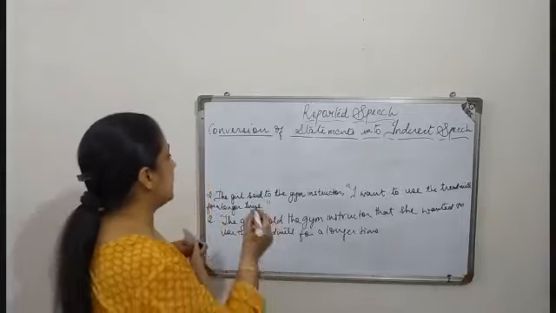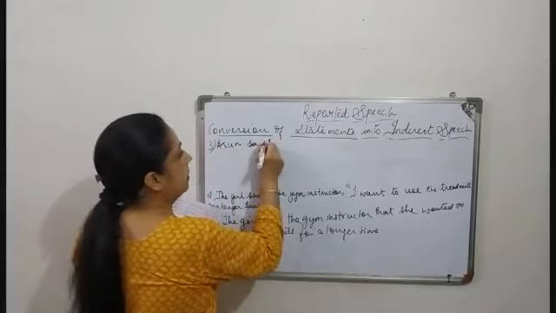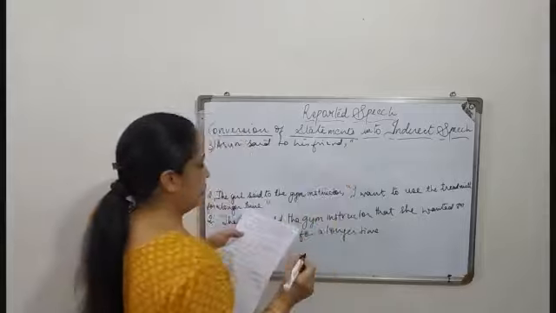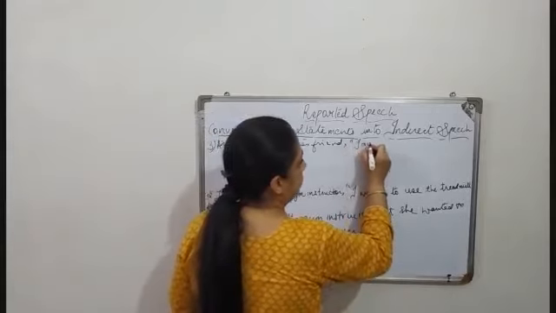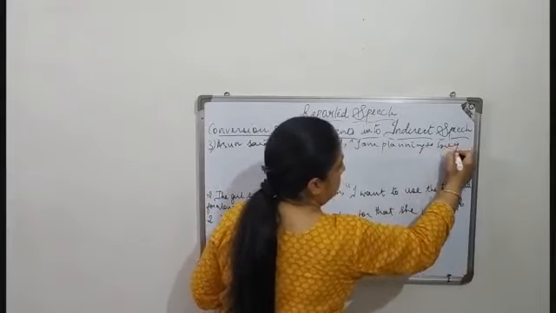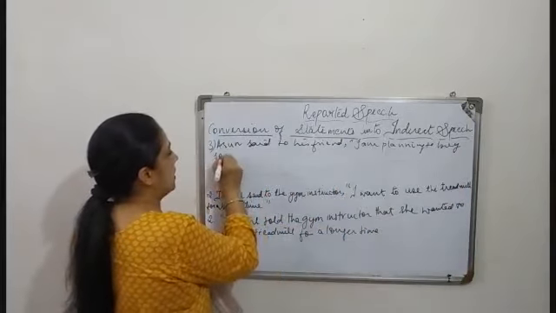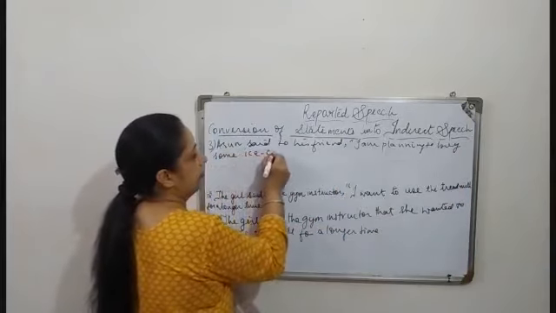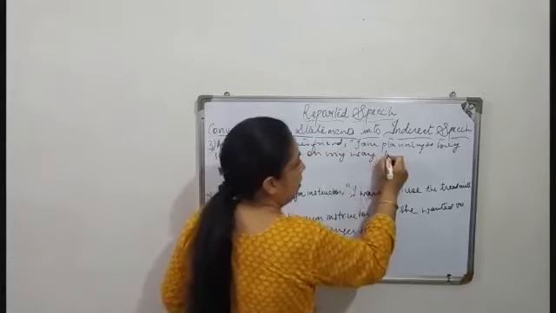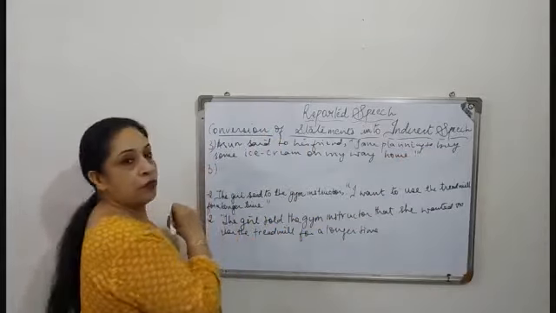So the third sentence that I have here is: Arun said to his friends, "I am planning to buy some ice cream on my way home." So this is how we have to convert.